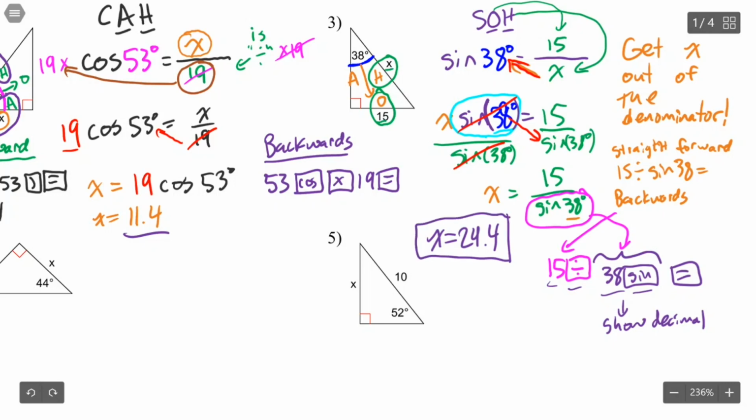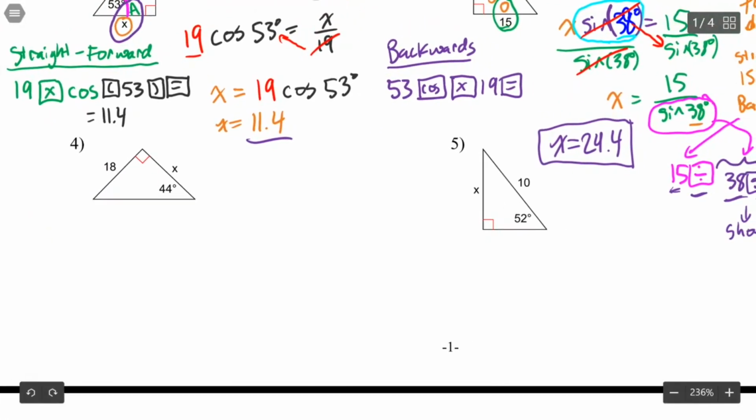So backwards calculator is confusing, I know. You do 15 divided by 38 sine equals. And that should give you 24.4 in your backwards calculator. All right, I want you to try these two questions right now. Question 4 and question 5. Unpause after each to make sure you get the correct answer.